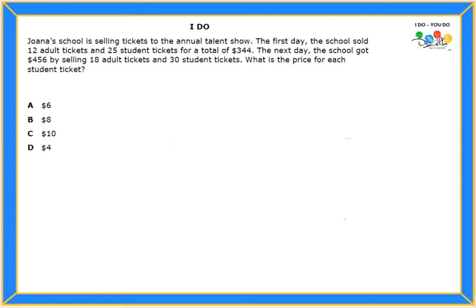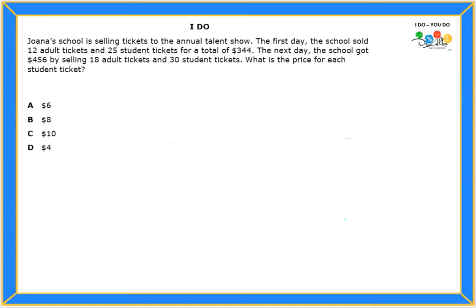Let's read the problem. It says, Joanna's school is selling tickets to the annual talent show. The first day, the school sold 12 adult tickets and 25 student tickets for a total of $344. The next day, the school got $456 by selling 18 adult tickets and 30 student tickets. What is the price for each student ticket?